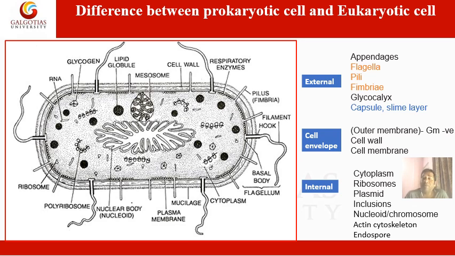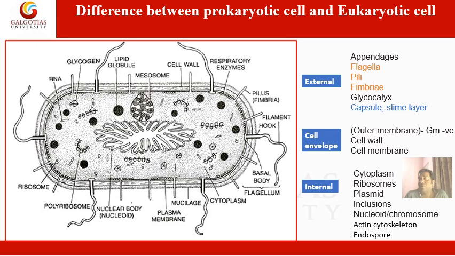Then as we move inside the prokaryotic cell, we will find the cell envelope. The cell envelope is mainly made up of the cell wall and cell membrane. However, in the case of gram-negative bacteria, we will also find an outer membrane outside the cell wall that constitutes the cell envelope. Then inside the cell envelope, what will we find? We will find the protoplasm, and inside the protoplasm, what will we get?